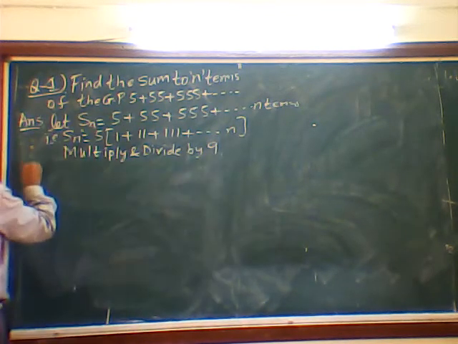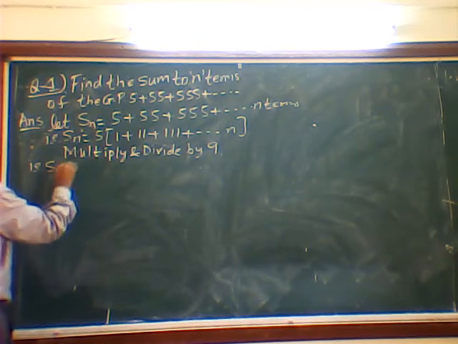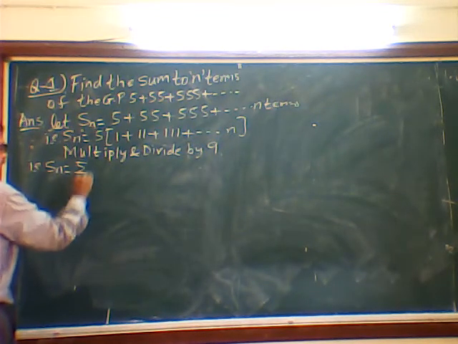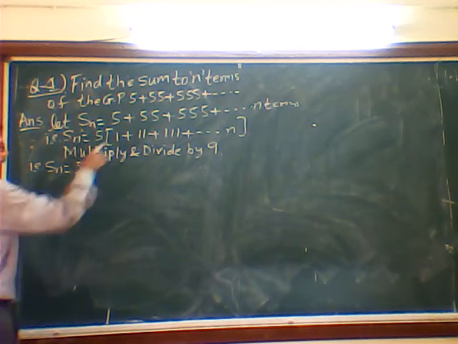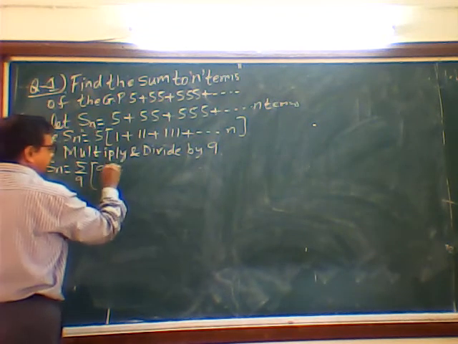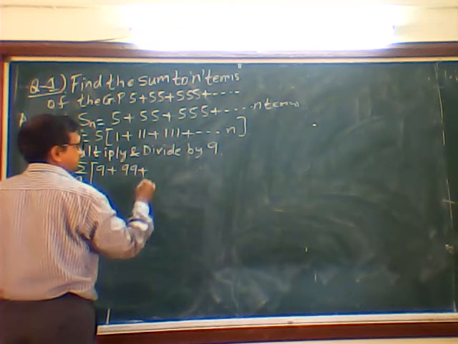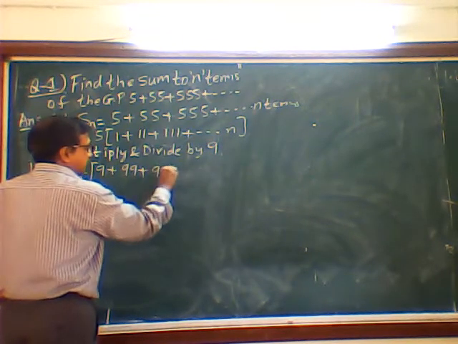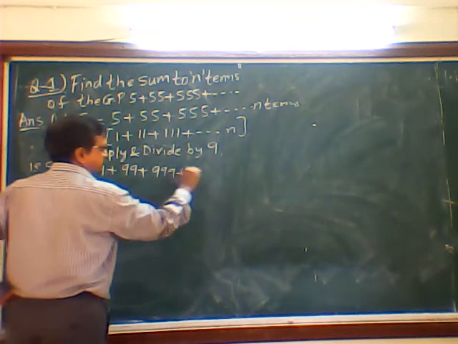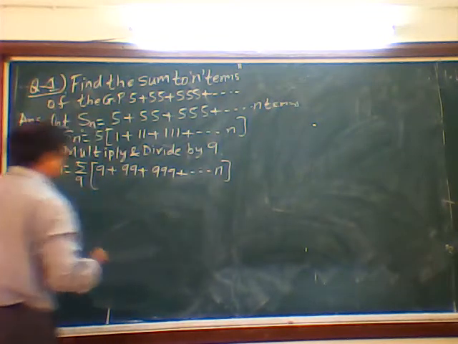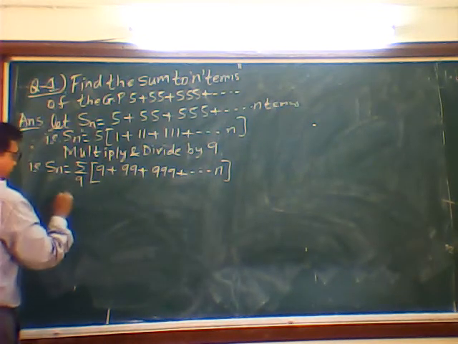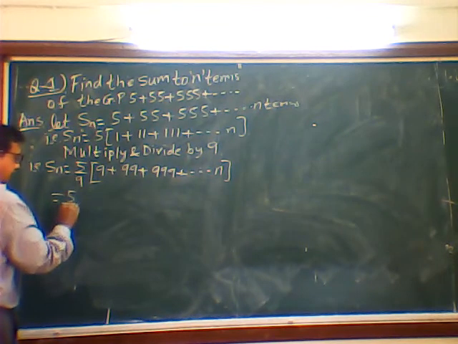Okay, that is Sn is equal to 5 upon 9, I am dividing it, and here I am multiplying. 9 ones are 9, 9 11 is 99. Then 999 plus dot dot dot. So next step what I will do is 5 upon 9 as it is.